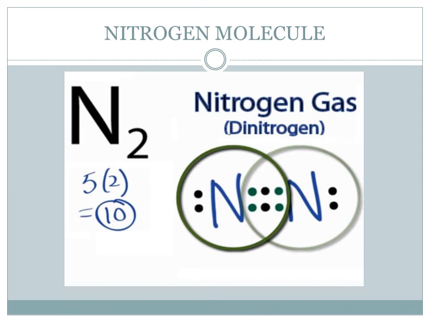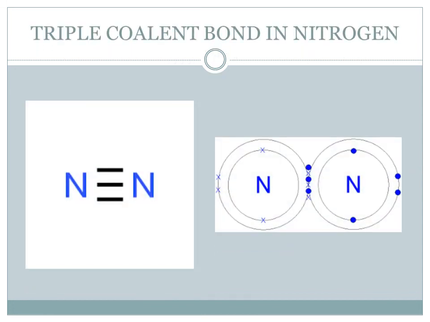Therefore, 2 nitrogen atoms share 3 pairs of electrons between them and form a triple covalent bond between the nitrogen atoms. A triple covalent bond is formed between two nitrogen atoms. Therefore, nitrogen molecule is highly stable, because of the presence of a triple bond between the nitrogen atoms.